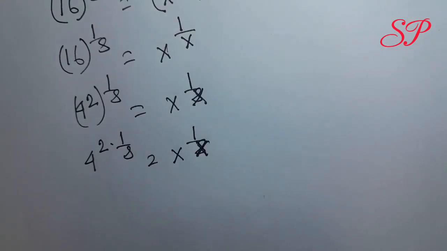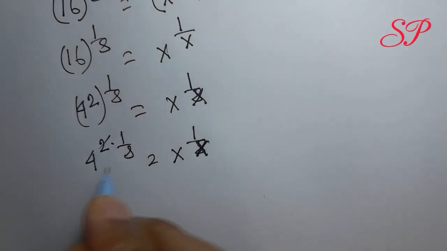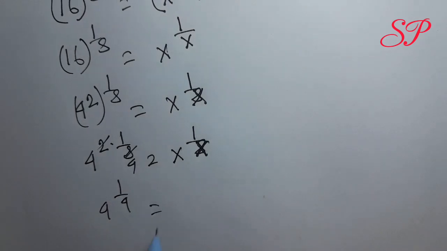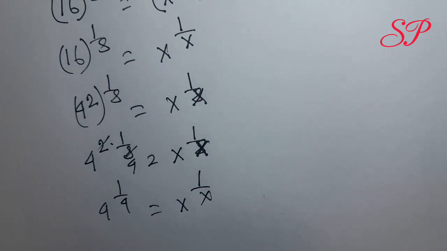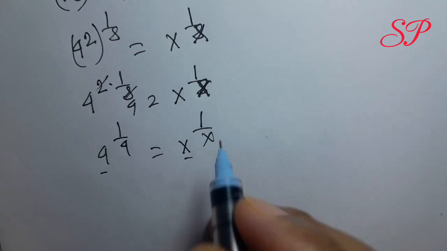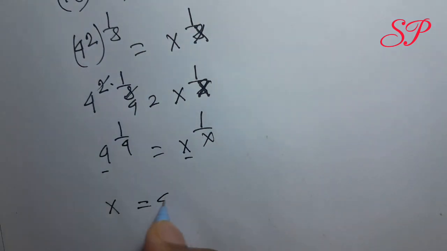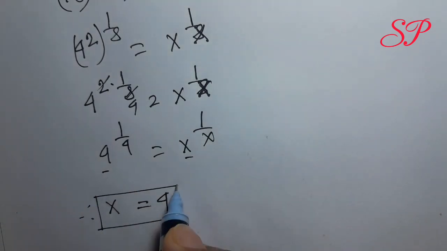Then we can write here 4 to the power 1 by 4 is equal to x to the power 1 by x. Okay, so here the base is 4 and the power is 1 by 4. So we can write x is equal to 4. Okay, this is the final value of this equation.